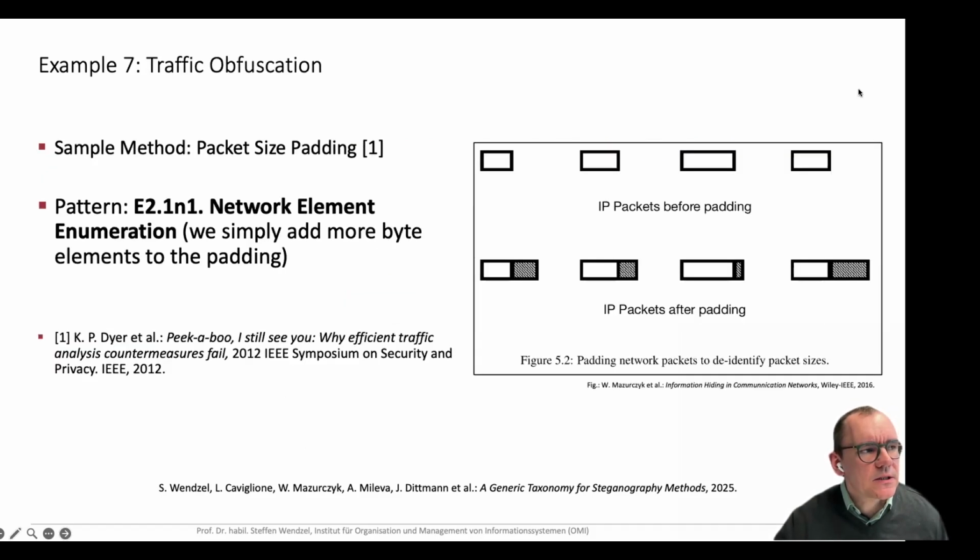And another idea is to use the taxonomy for traffic obfuscation or censorship circumvention, for instance. In Peekaboo, traffic padding is analyzed, and traffic padding can obfuscate the characteristic of a flow in a sense where someone tries to identify the type of flow that we see. Is this a Skype flow? Is this a chat flow? Is this some typical browser session? And the packet size is modulated, so it would be network element enumeration because we enumerate the additional padding bytes.